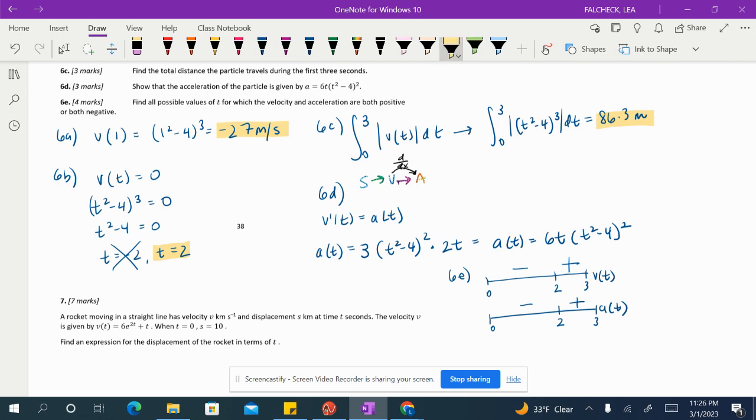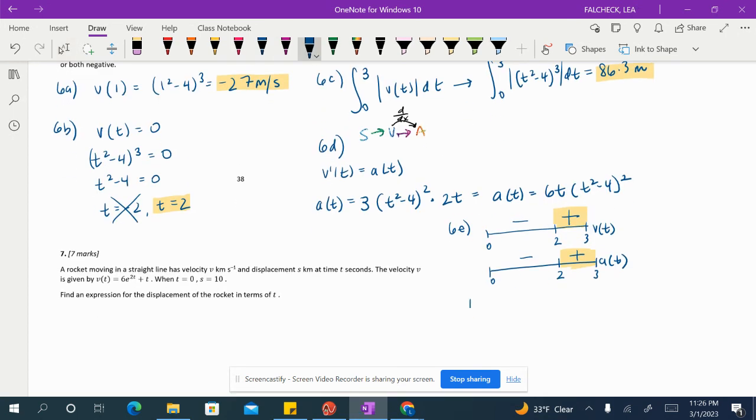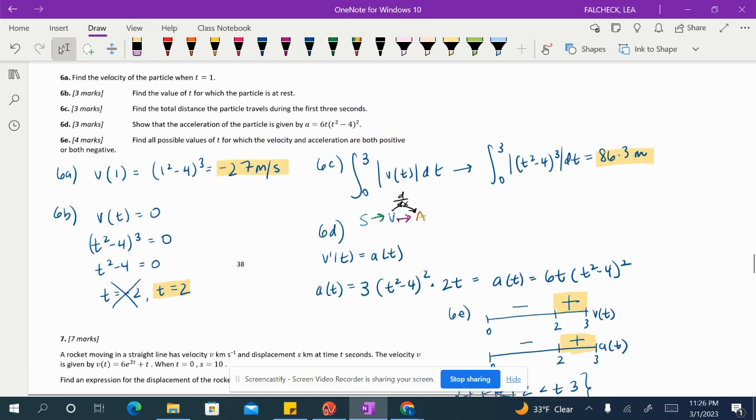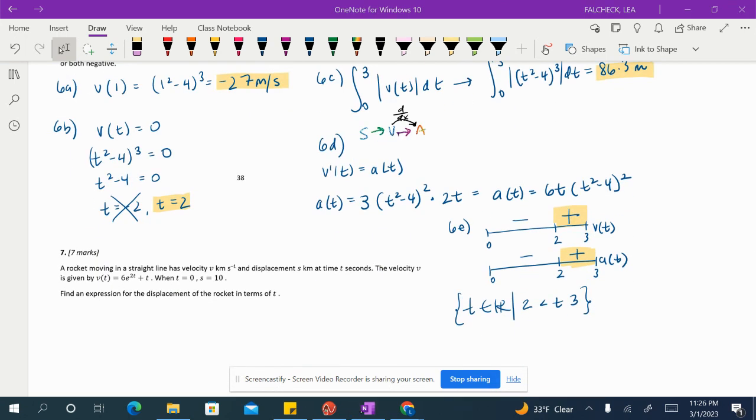So now we have found that the possible values of t for which the velocity and acceleration are both positive is t is an element of all reals such that t is between 2 and 3. And we are not including 2 because at 2, it is a critical point. It is not positive or negative. And then at time is equal to 3, at 3 it is positive. It's the end of the interval. So we could actually go ahead and include that 3. That's fine. There we go. The end.